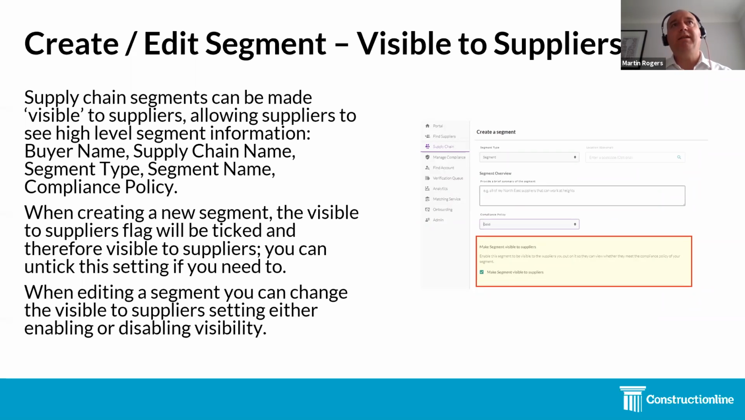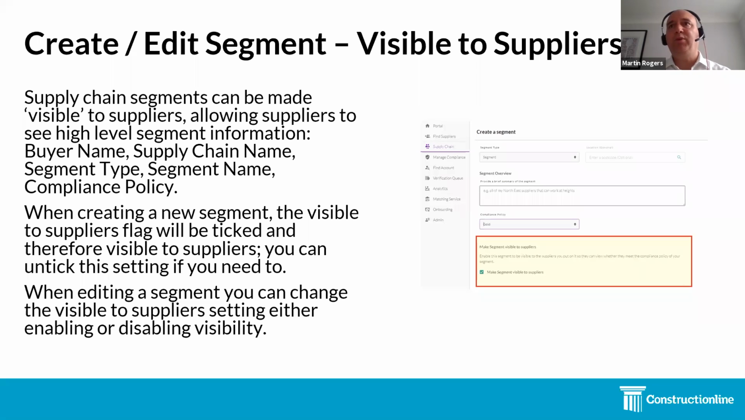When you're also creating and editing the segment, you can also set and unset the visible to suppliers flag. So the visible to suppliers flag is used to allow suppliers to actually see the high level segment information that you've created. So the buyer name, who you are, which supply chain it's within, the segment type. So we've talked about segments and projects and buildings. So there's assets, there's frameworks as well. The name of the segment, as well as the compliance policy. So they get high level information of what that segment is.